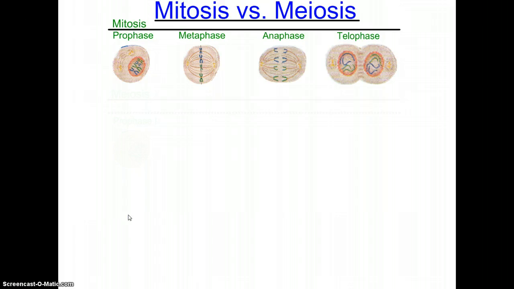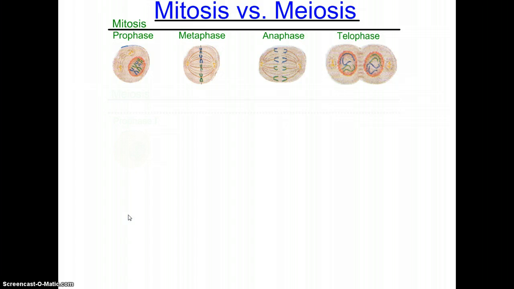Today we start meiosis. Up to this point we should have a pretty good understanding of what mitosis is, right? So now we're going to take a look at meiosis. First thing you need to know is meiosis has the same 4 stages as mitosis.